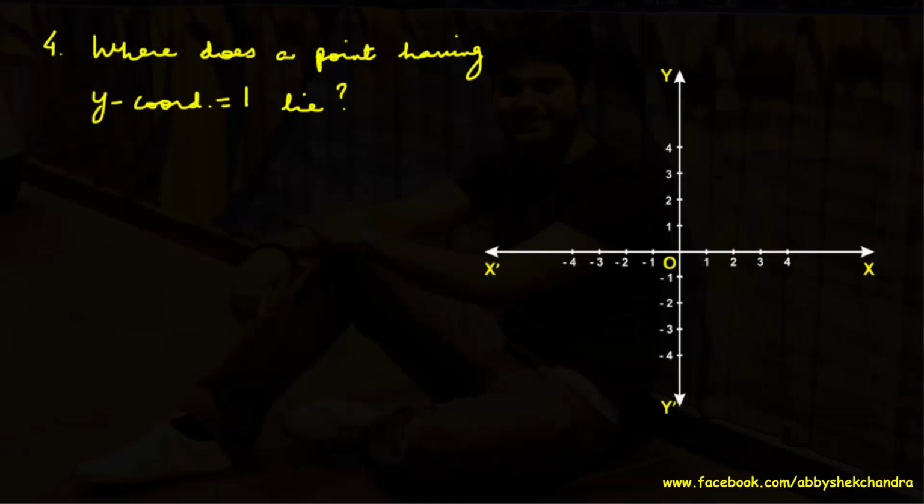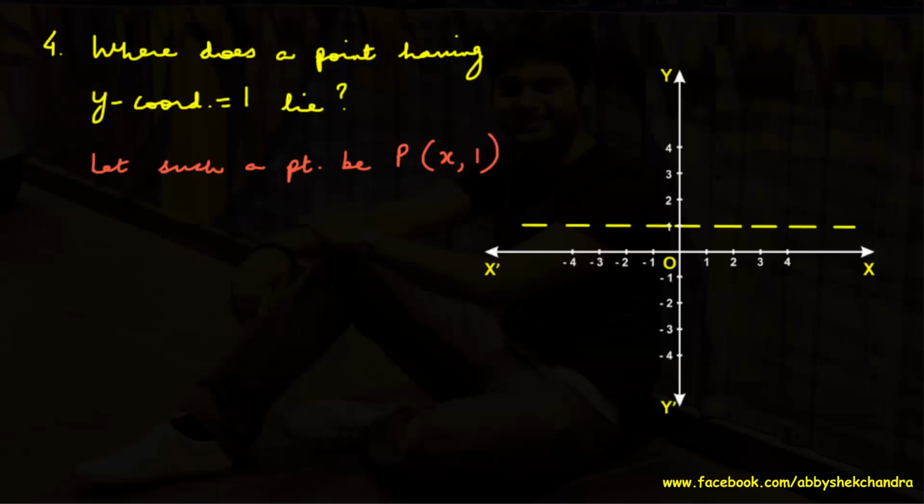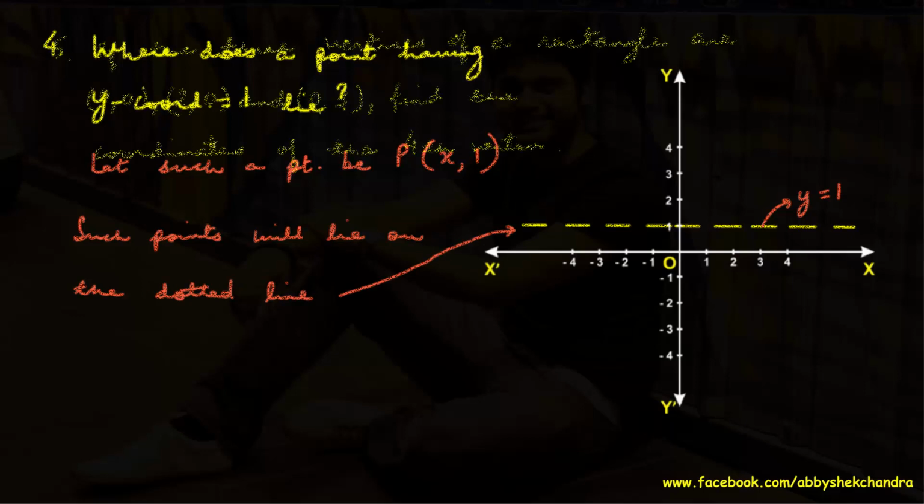Example 4. Where does a point having y coordinate 1 lie? Let such a point have coordinates x, 1. All the points that have their y coordinate 1 will lie on this line, which is perpendicular to the y-axis at y equal to 1. Alternatively, we can also say that all the points that have their y coordinate as 1 will lie on a line parallel to x-axis at y equal to 1.